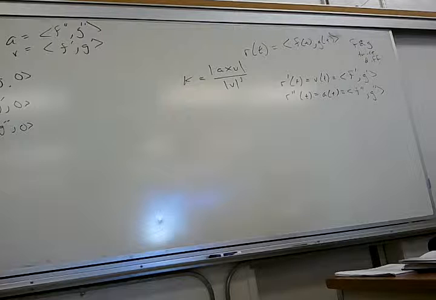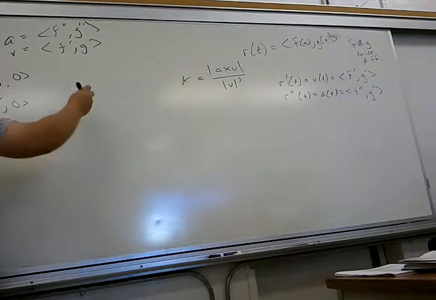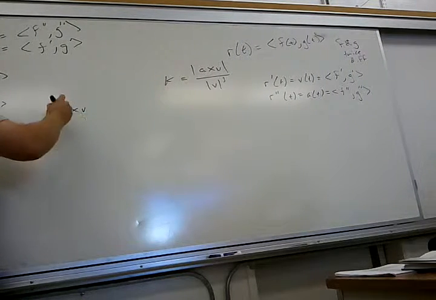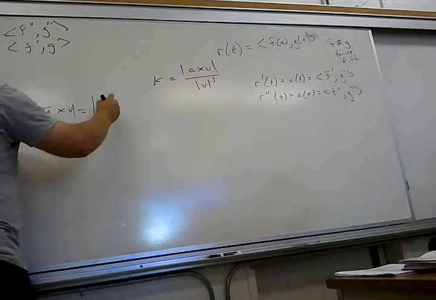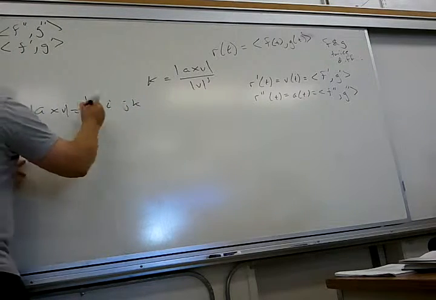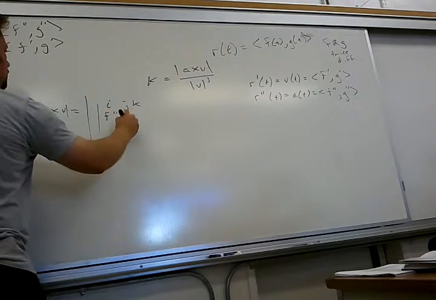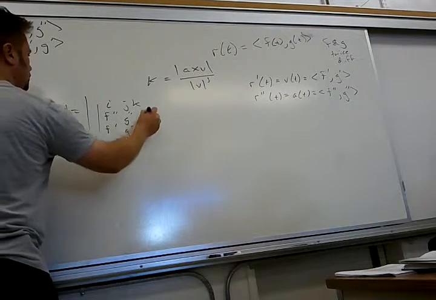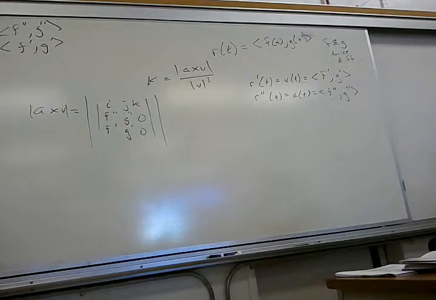You can only do a determinant for a square matrix, meaning if it's got 3 columns, it's got to have 3 rows. The minute you try to set up i, j, you got 2 columns and 3 rows. I don't know what to do with that. Is that where the problem was? Because now to do a cross v, it's going to be the magnitude of the determinant of i, j, k, with a as f double prime, g double prime, 0, and f prime, g prime, 0 for v. Right?